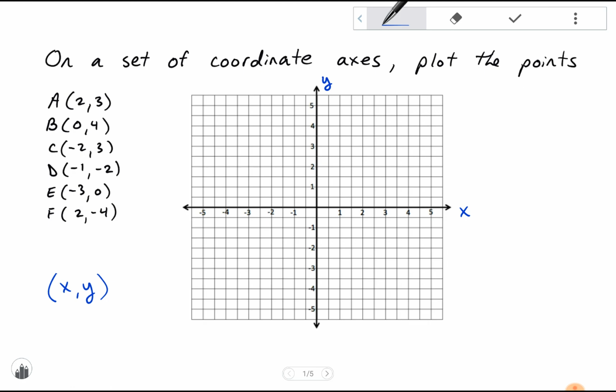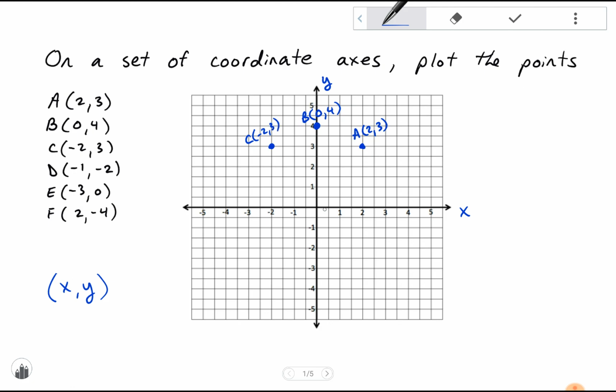Okay, so let's put A, 2, 3. So we'll move over to the right 2 and up 3. That's where point A is, and we will label it 2, 3. B is at 0 and 4. So 0 means that we're actually on the y-axis. We're moving 0 units in the x direction. So it's right here, and then y is 4, so there is B. B is 0 and 4. C is -2, 3. So -2 means we go to the left in the x direction, and then up 3. There's C.